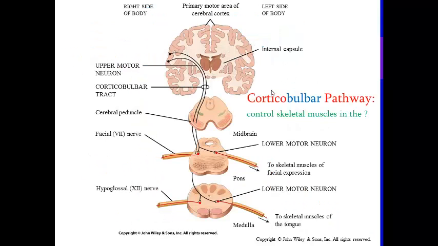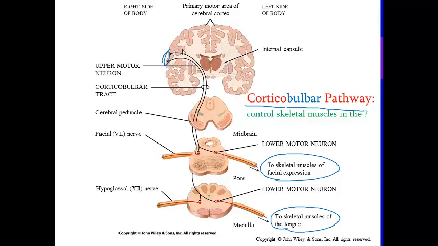Now let's take a look at the corticobulbar pathway. So this actually helps you control a lot of skeletal muscle of your facial expression, skeletal muscle of your tongue. So let's follow through from the top again.